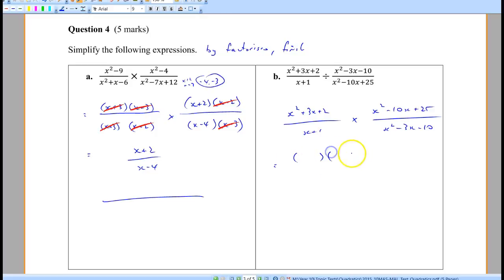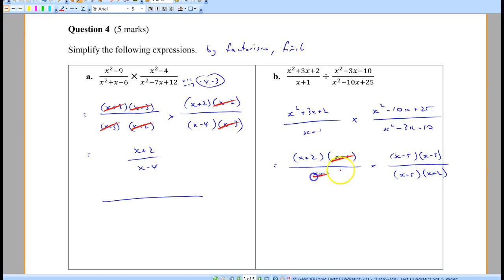Okay, the first one here multiplies to 2 and adds to 3. That's 2 and 1. I've got an x plus 1 there, that's easy. This one here multiplies to 25 and adds to minus 10. That's minus 5 and minus 5. Multiplies to minus 10 and adds to minus 3. That's minus 5, be careful with your signs, and plus 2.